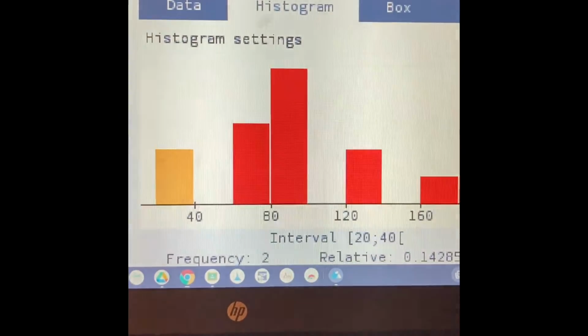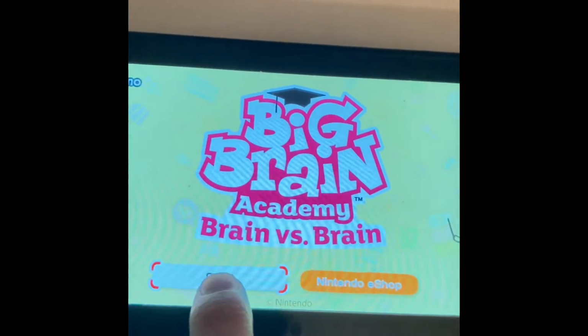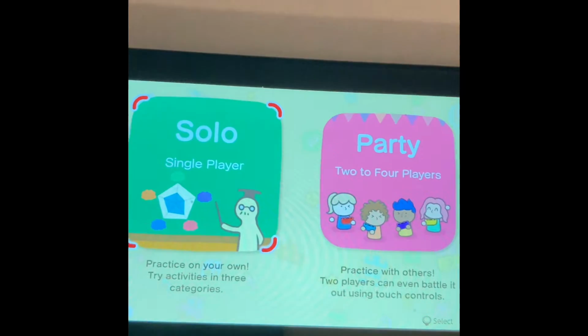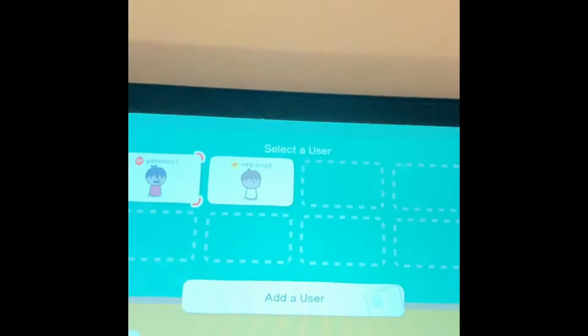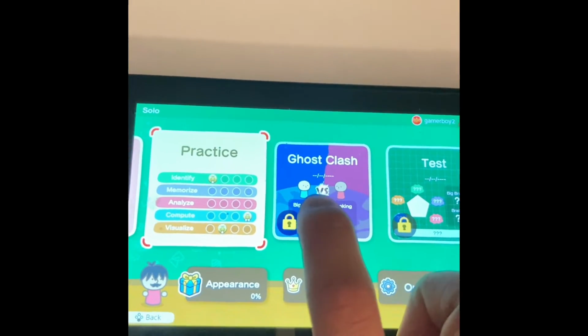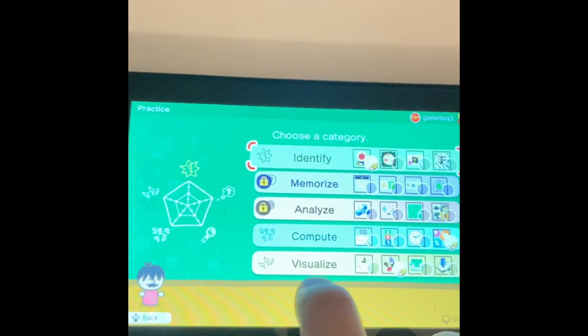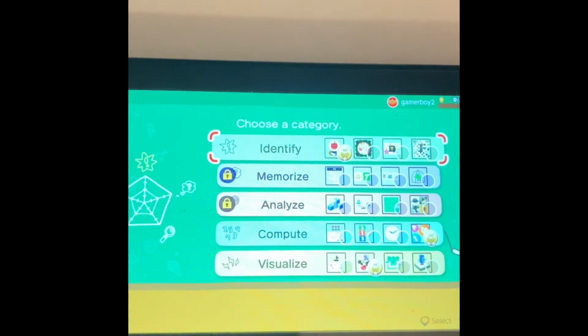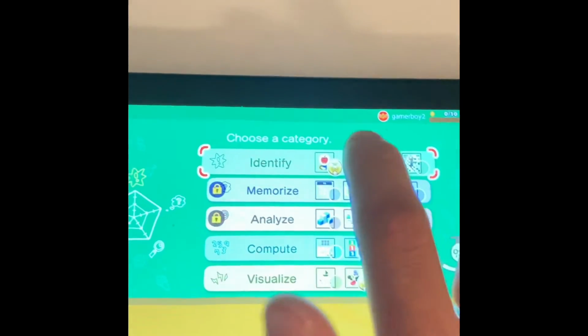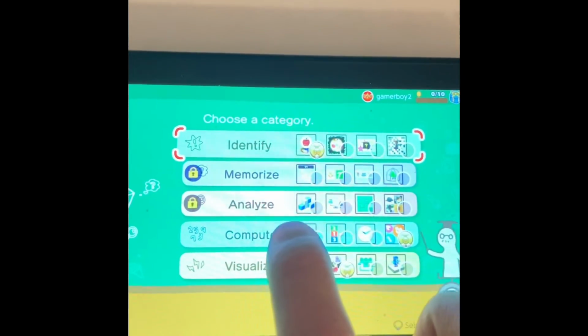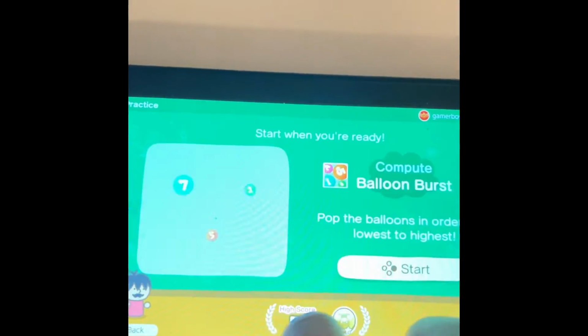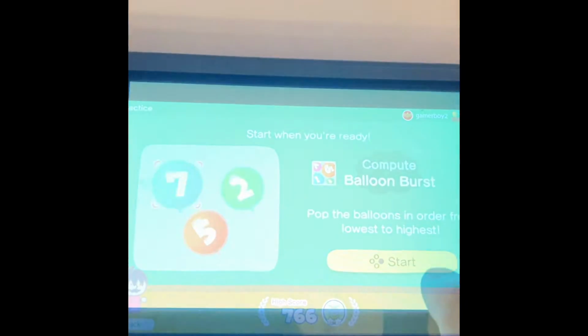So to get our data, we're going to play a game called Big Brain Academy, created by Nintendo. This game is all about using your mind, and you get to compete with your friends at your house, or your local area, or even the world. But we're going to do practice. These are the different mini games that we can play. Since this is a demo, identify, compute, and visualize are the only options. Let's do compute and balloon burst. So pop the balloons in order from lowest to highest. Then we'll get our data.